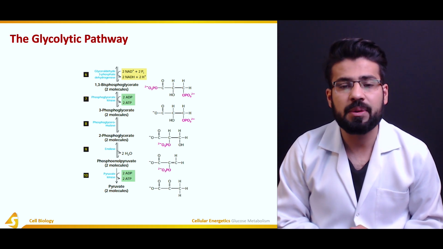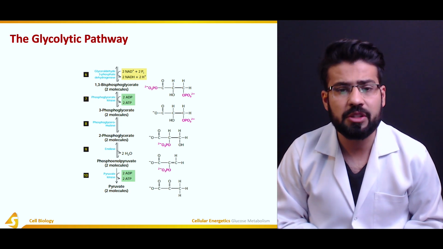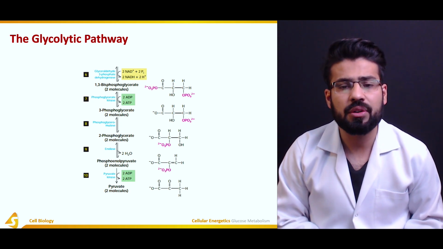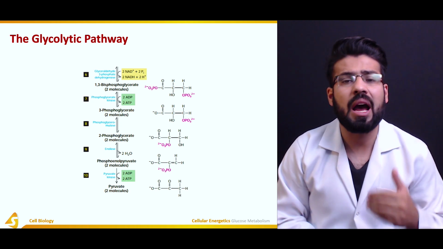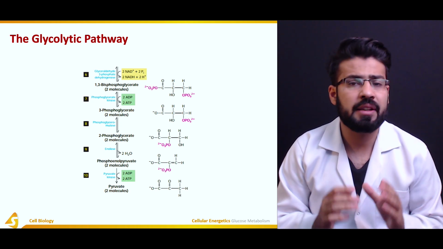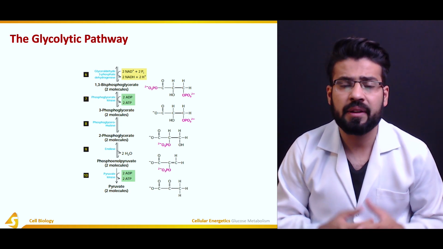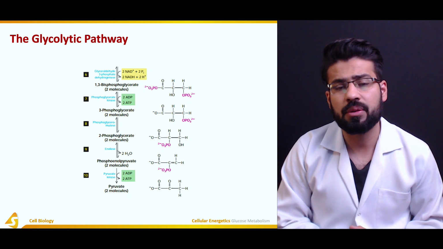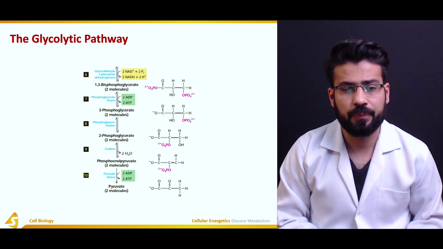Now, when this has been produced, it is going to be converted into phosphoenol pyruvate, also known as PEP, by the action of enolase. And all of these processes are reversible. So it is entirely upon the abundance of a particular compound and the subsequent enzyme that drives the reaction in either way.